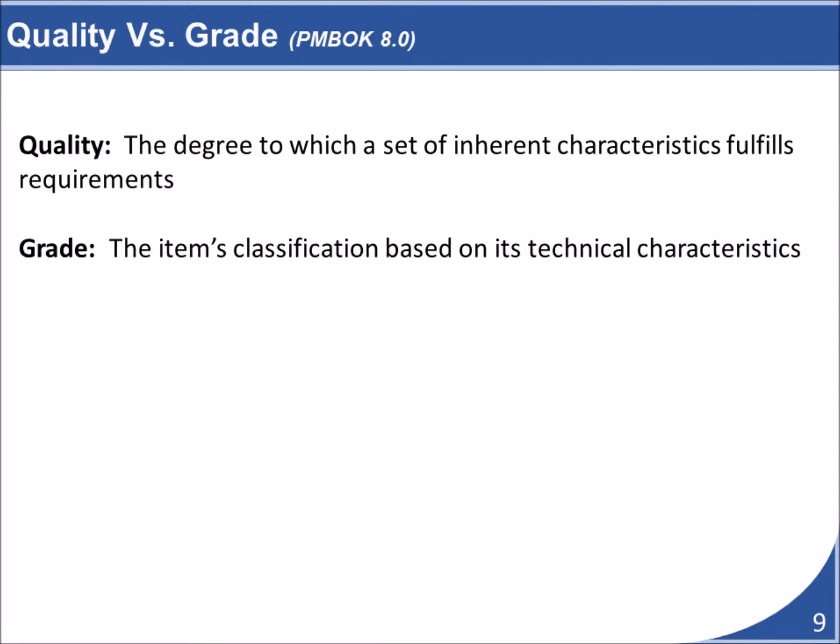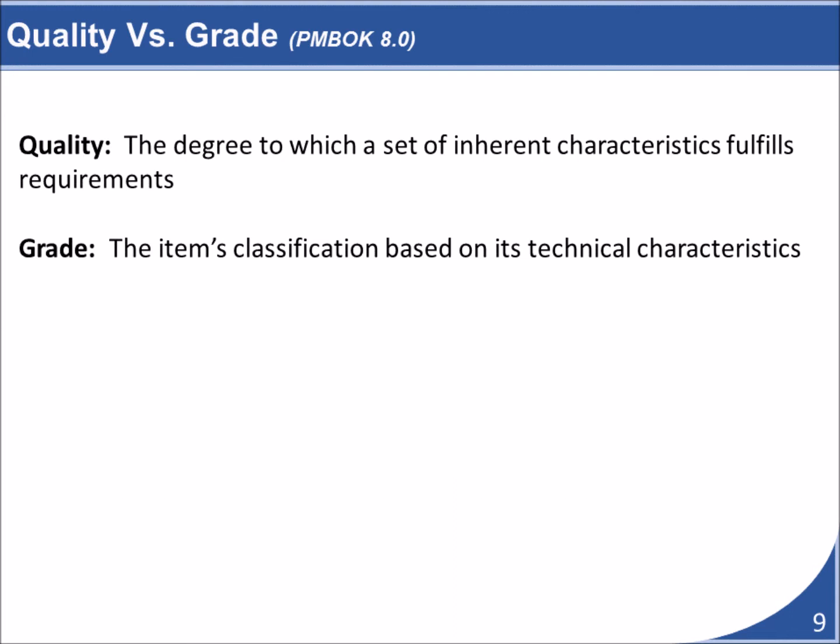We consider something to be a quality product if its inherent characteristics allow it to fulfill its requirements. We use the term grade to define a product's inherent set of characteristics. A product with a different set of inherent characteristics can still be capable of fulfilling the same set of requirements, but it would be considered a product of a different grade.